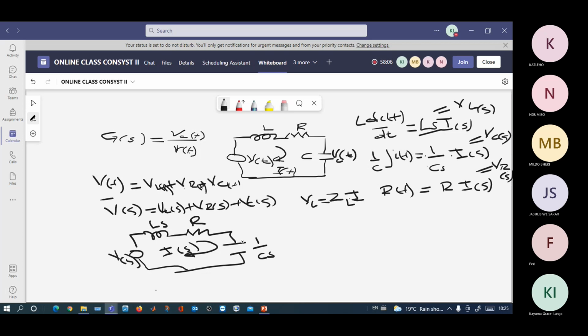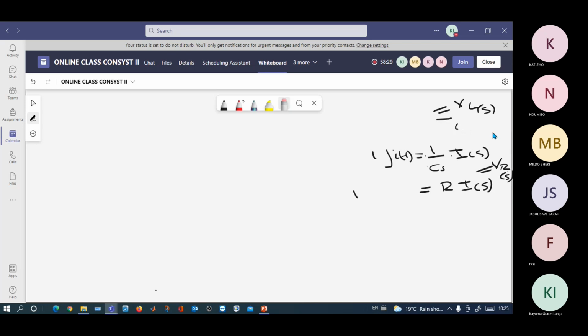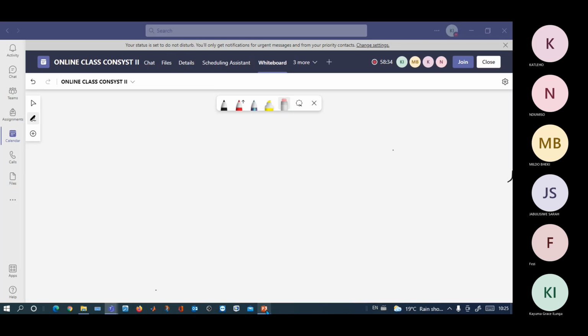So let me clean all this. Let's go to the same problem that was given to us. They say, find the transfer function relating the capacitor voltage to the input voltage V of t. So you can just draw your circuit.